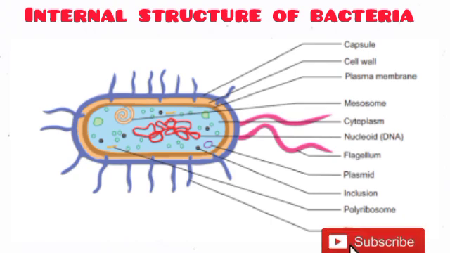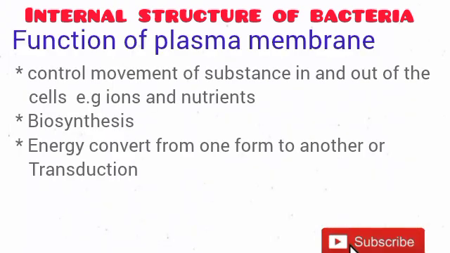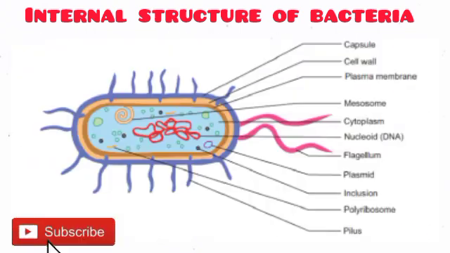The function of the bacterial plasma membrane includes regulation of what goes in and out of the cell. Remember, the plasma membrane is semi-permeable. Therefore, it regulates the nutrients, ions, and metabolite movements in and out of the cell. Plasma membrane is also involved in biosynthesis as well as the conversion of energy from one form to the other, what is popularly termed transduction. This process occurs during electron transport chain and oxidative phosphorylation.